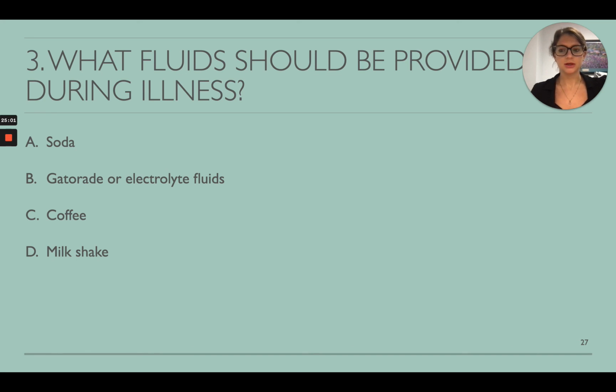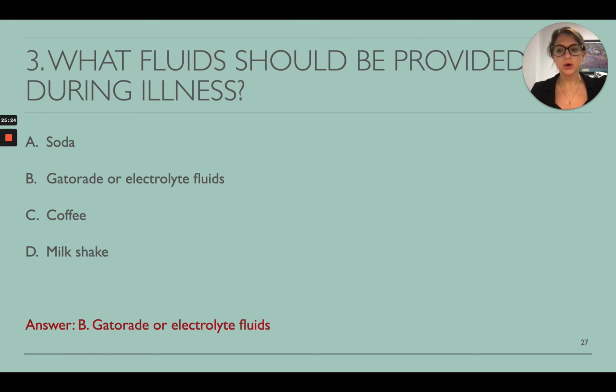The answer is B, Gatorade or electrolyte fluids are going to be the main fluids that should be provided during nausea, vomiting, and diarrhea. Again, have a little bit of sugar, a little bit of salt that helps to prevent dehydration. Soda is going to be too sweet, and carbonation can also cause upset stomach.